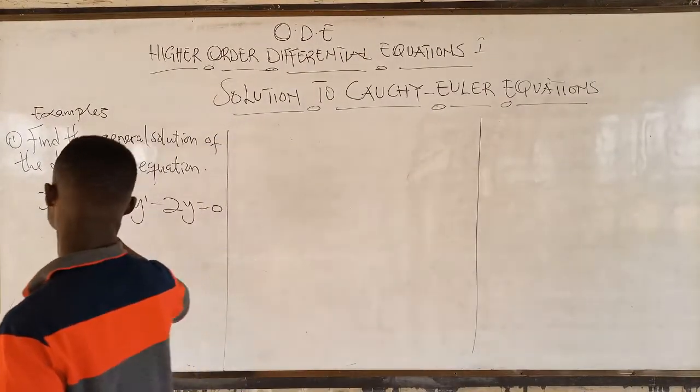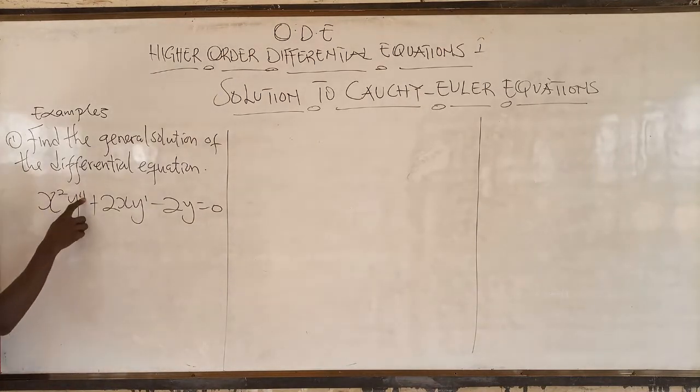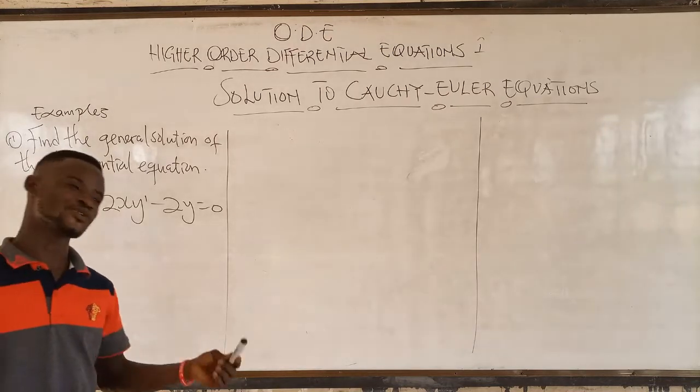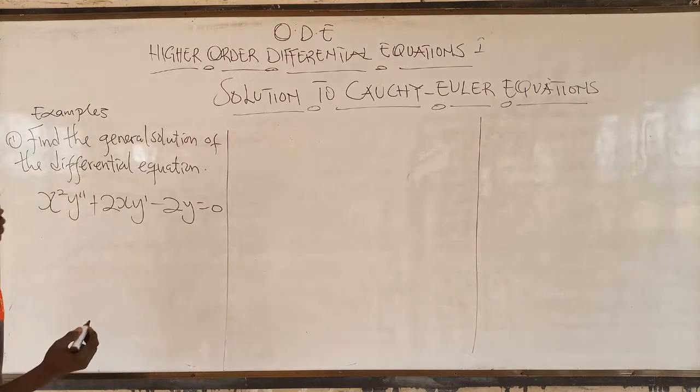So you can see a variable coefficient. Power is the same as the other. So it's a Cauchy-Euler equation. Very good. Alright, so let's write the characteristic equation.